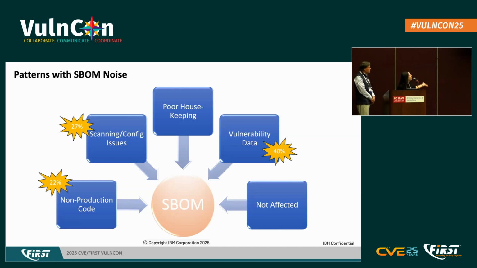Okay, so starting over here at the bottom, non-production code. Of the SBOMs that we've analyzed to date, in 22% of those we're seeing non-production code making its way into the SBOM. These are findings coming from package manager files, so requirements.txt, pom.xml files, and those dependencies aren't actually used in the production code.